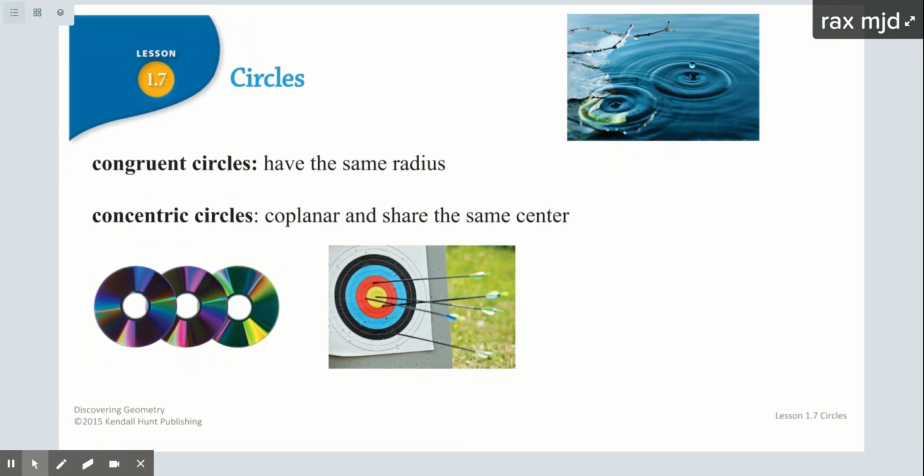In order for circles to be congruent, they have to have the same radius. So any circle that has the same radius as another, those two have to be congruent circles. Concentric circles are circles that are coplanar, so they're in the same plane, and they share the same center. So these CDs over here, or maybe they're DVDs, they are concentric. We've got the circle on the inside and the circle on the outside. And they have the same center, so they're concentric circles.